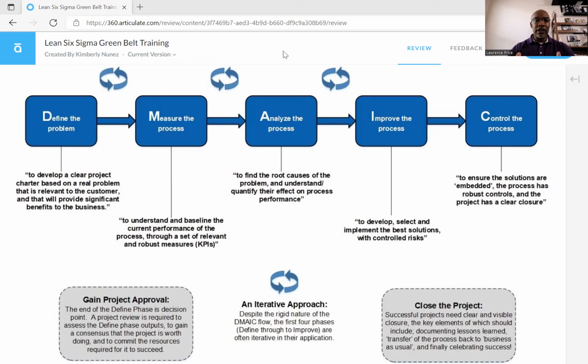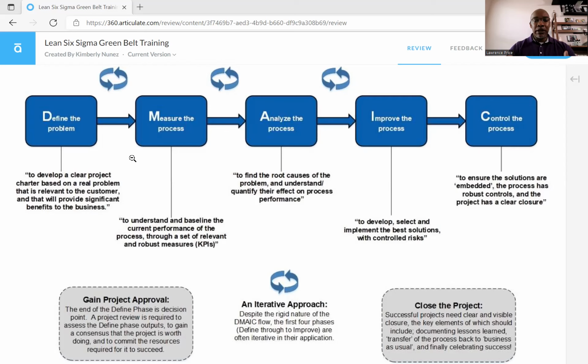Within the define phase, you are focusing on building out that project charter. What is the actual problem statement that we're working on, and making sure that problem statement is stated from the perspective of the customer, and it's a problem that the customer cares about. And then what are the significant business benefits that are going to result from addressing that problem.